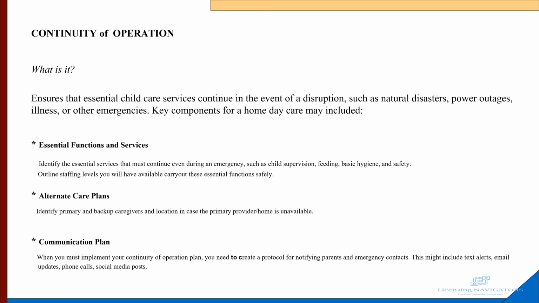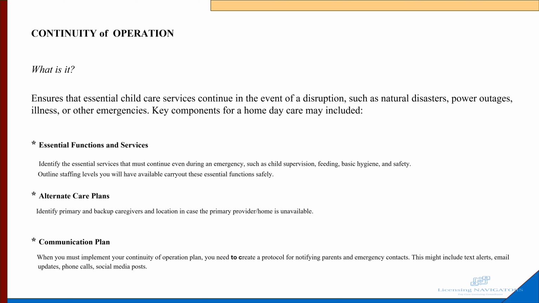You also need to outline your staffing levels. Who will be available to carry out these essential functions? Also to include are alternative care plans. Identify a primary and a backup caregiver and location in case the primary caregiver or the daycare home is not available.